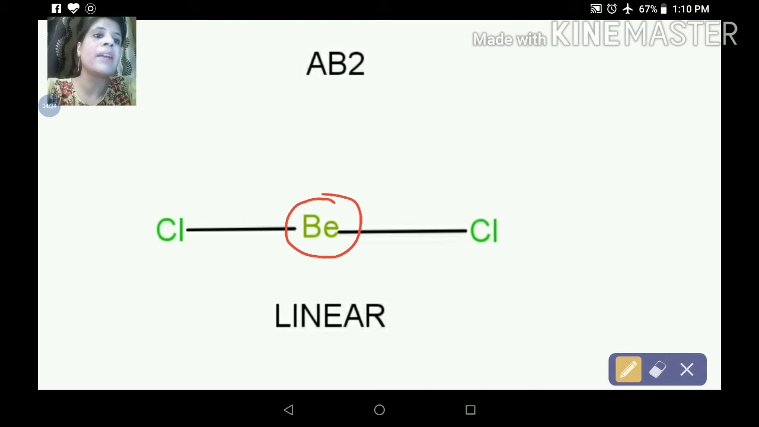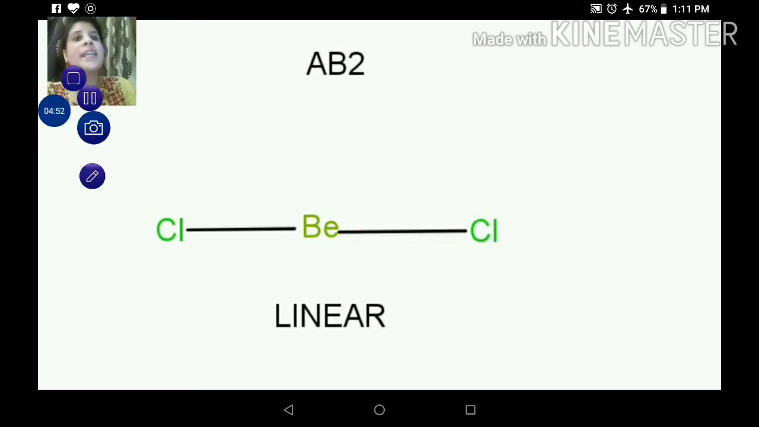So in beryllium chloride, beryllium is the central atom with two valence electrons. Two valence electrons means it will make two bonds. The two bonds are at an angle of 180 degrees, and this shape is obviously, as seen in the picture, a linear shape.